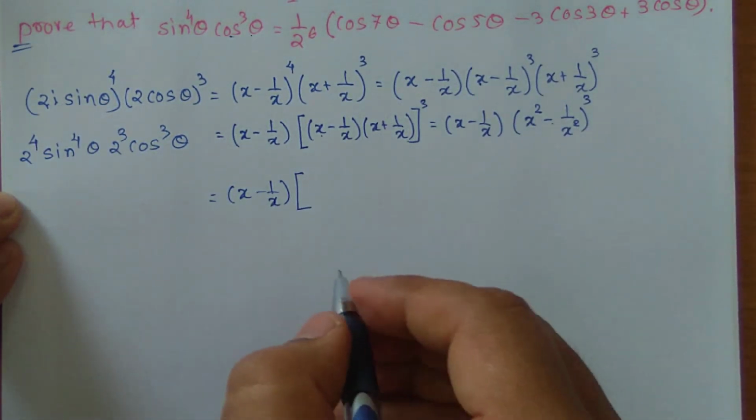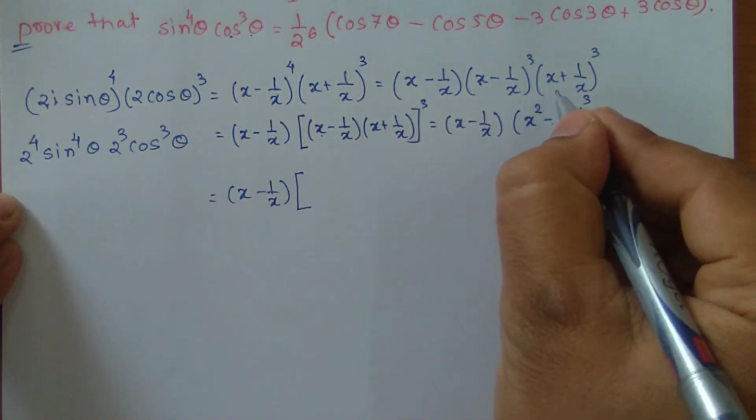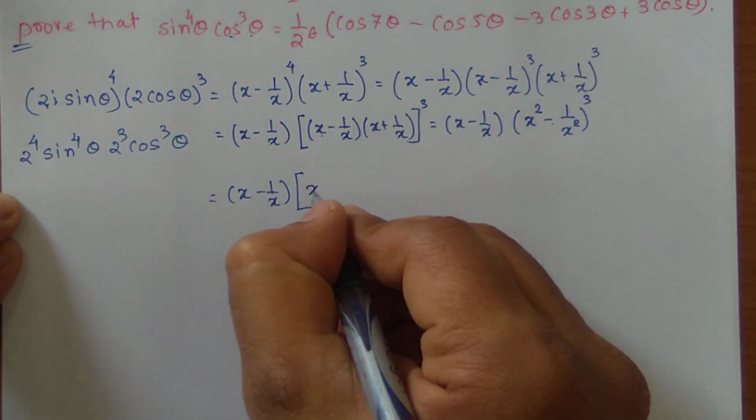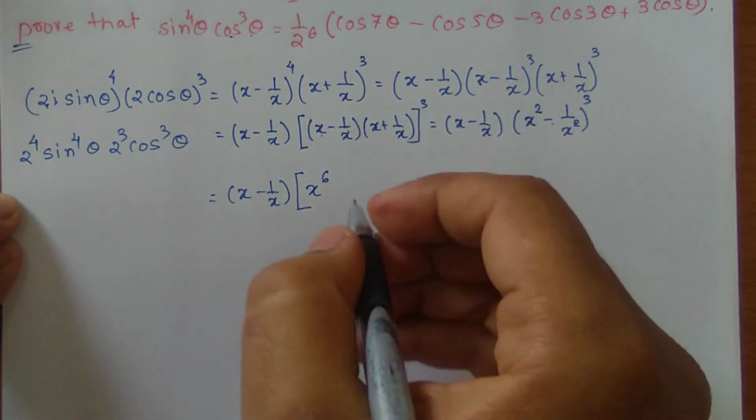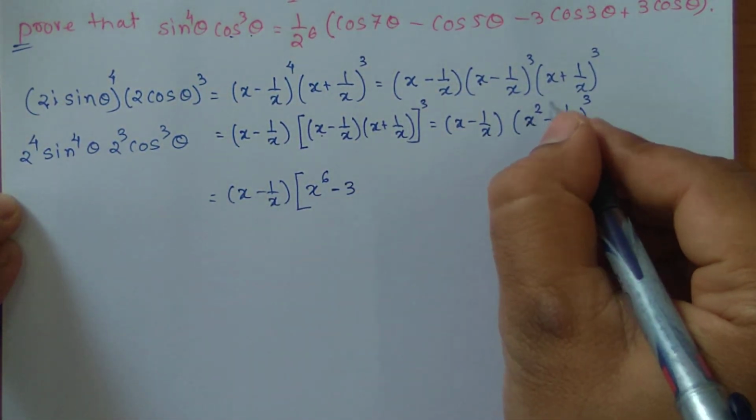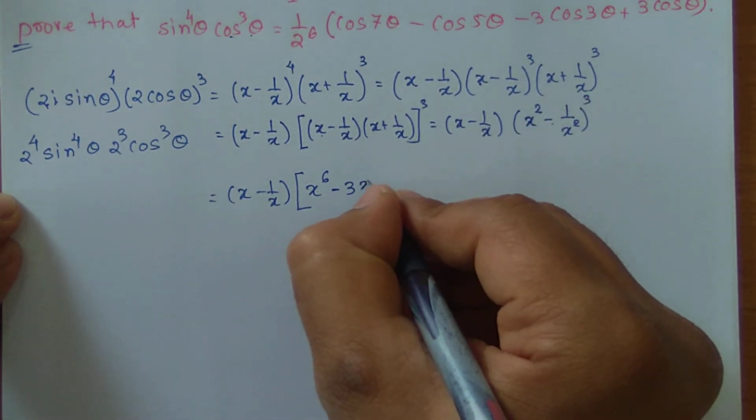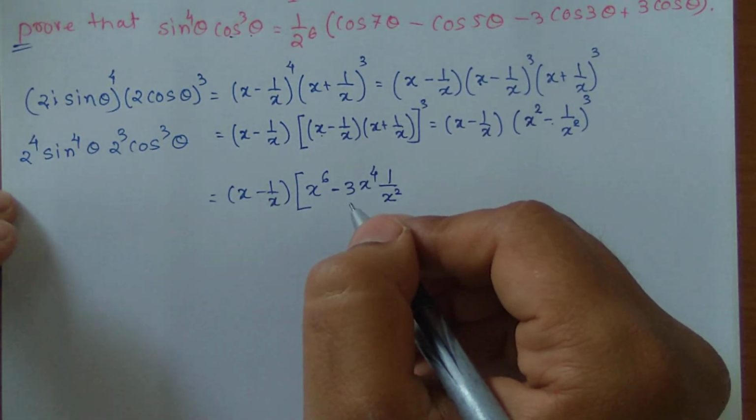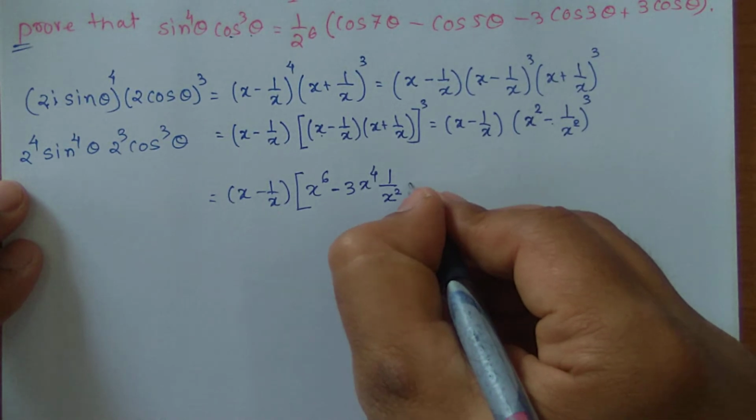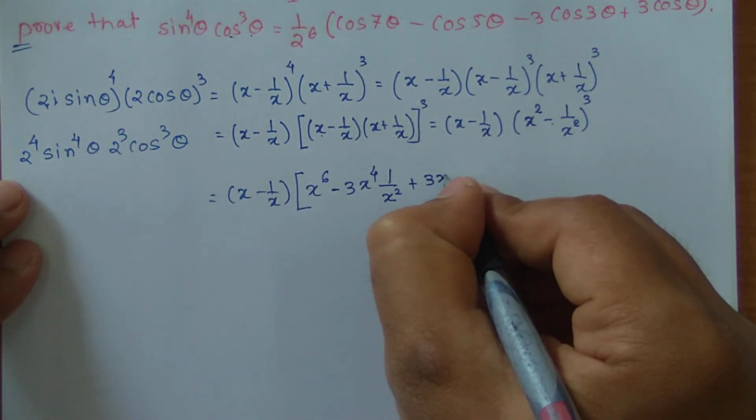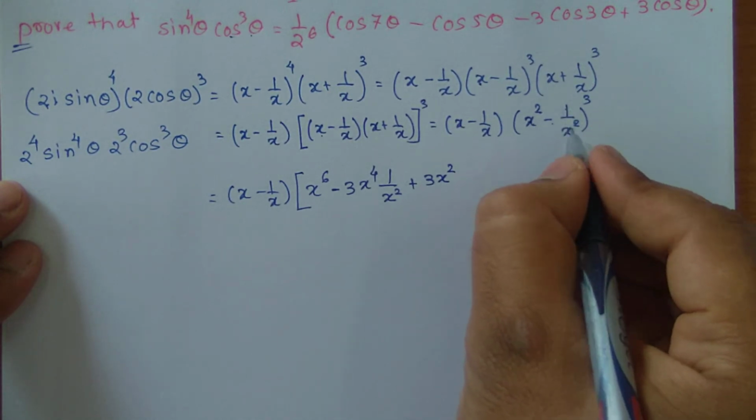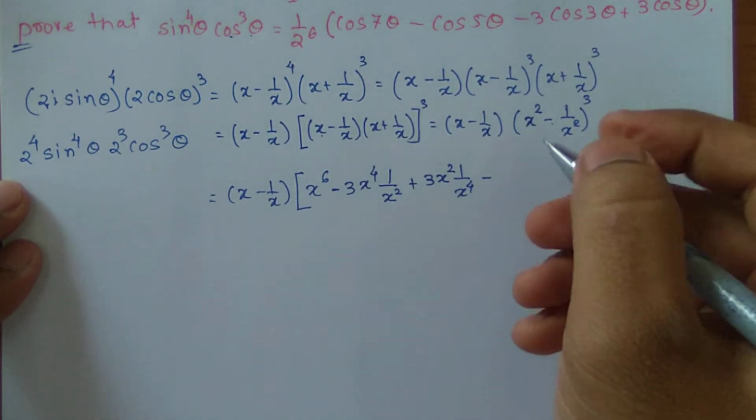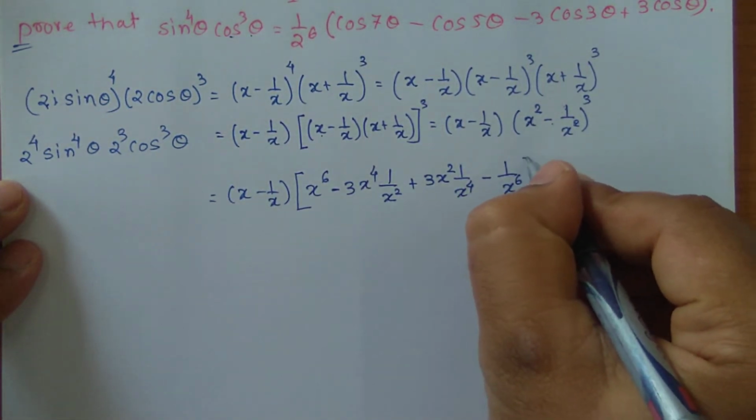What is (a - b) cube? a cube, that is (x^2) cube, which is nothing but 2 threes are 6, so we have x^6, minus 3 times a square, that is (x^2) square, that is x^4, into b, that is 1/x^2, plus 3 times a as it is, that is x^2 as it is, b square, that is (1/x^2) square, which gives me 1/x^4, and the next term is minus 1/x^6.